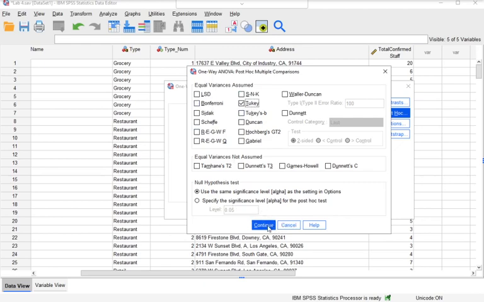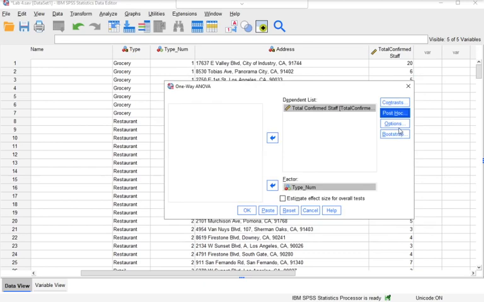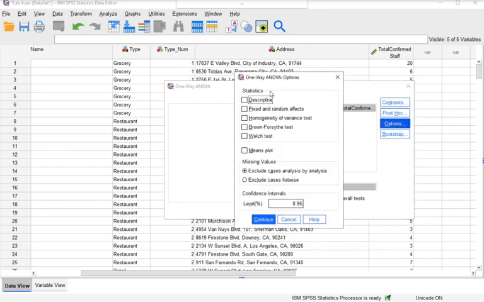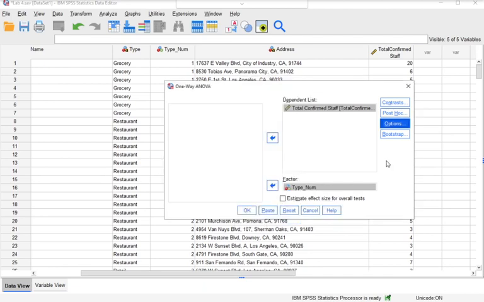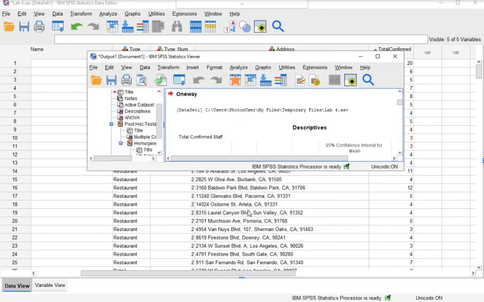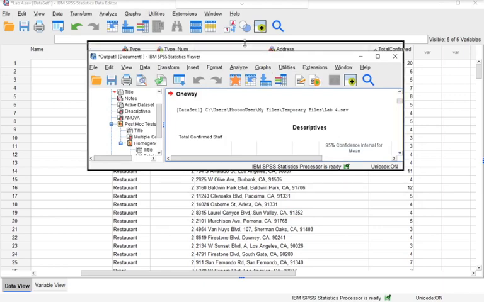So I'm just going to choose Tukey for now, and then press Options. And I like seeing the descriptives, right? So we like seeing the mean, standard deviation. It might be interesting to see the means plot too. And this is the confidence interval, so I'm just going to keep it 95%. And that's all I want to do. So now I'm going to press OK. And these are the results now.